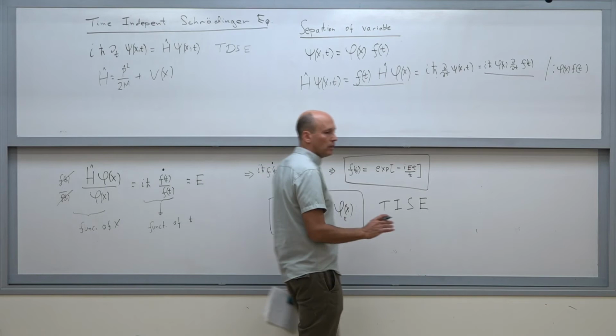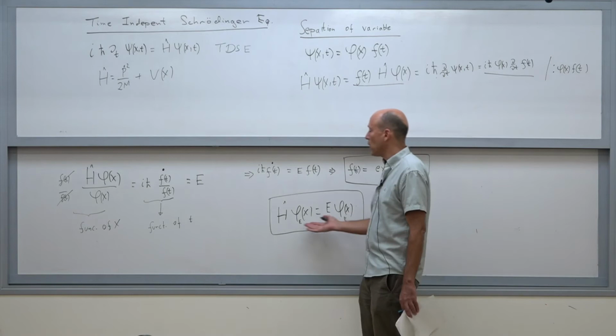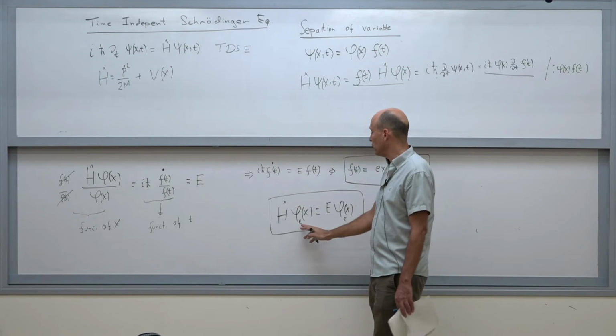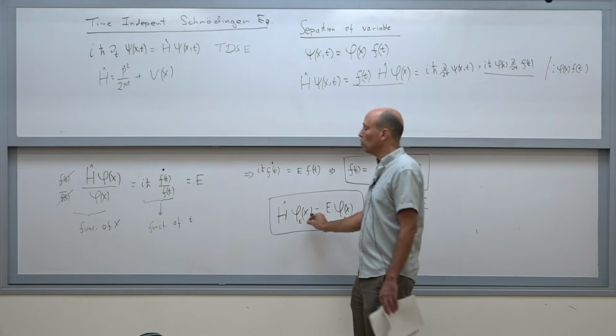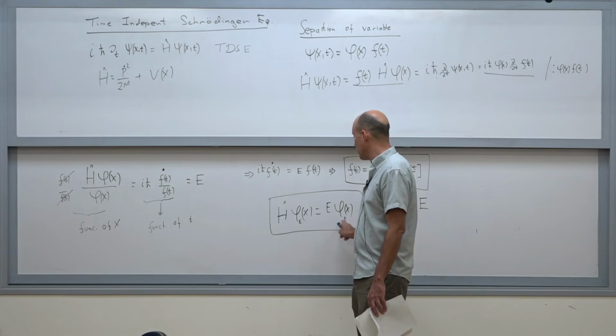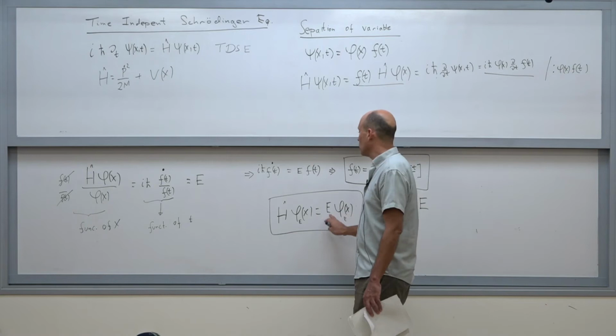Why can't I say too much now about E? Because I didn't tell you what is V of X. For every potential, there will be different energy levels. The energy levels can be discrete. They can be continuous, different problems. But generally speaking, this wave function depends on E, and E can take many different values, which we would like to know what are those possibilities.